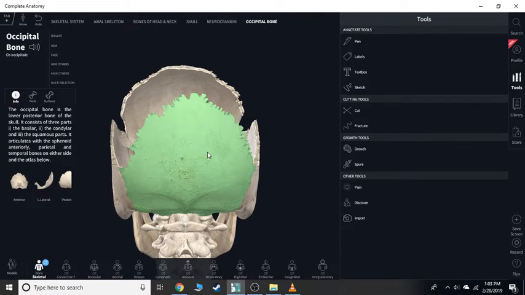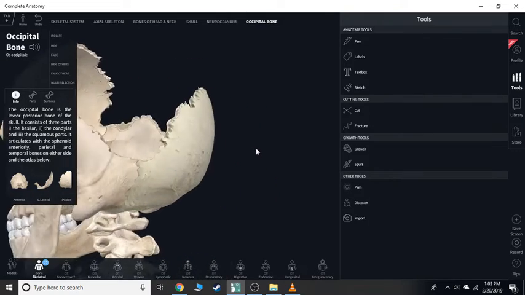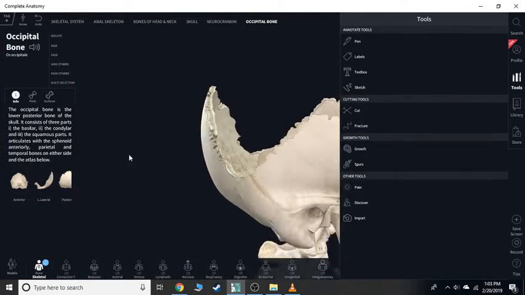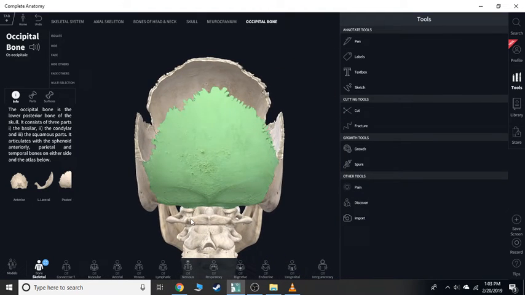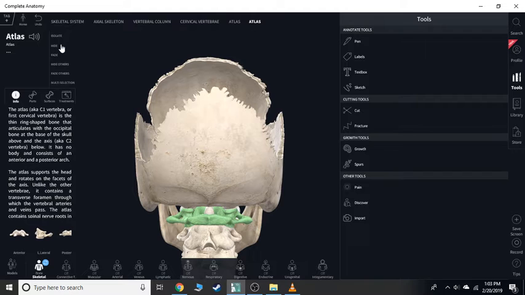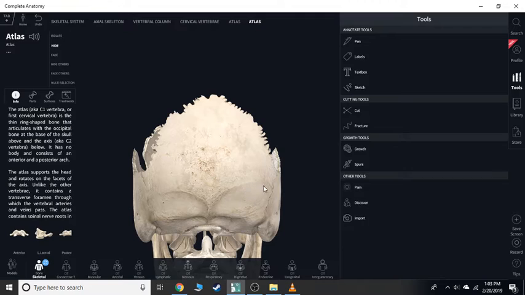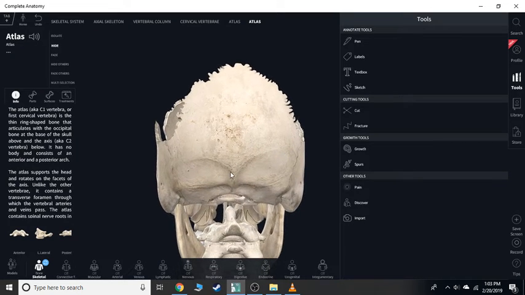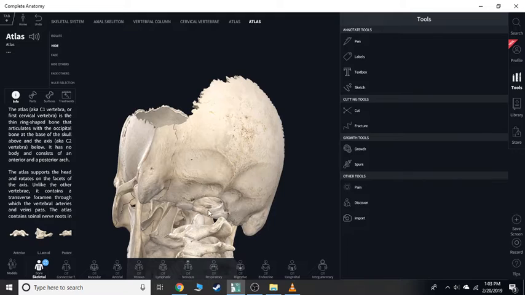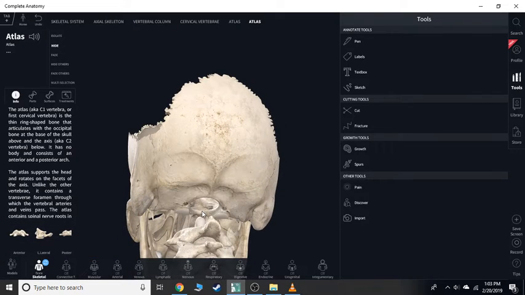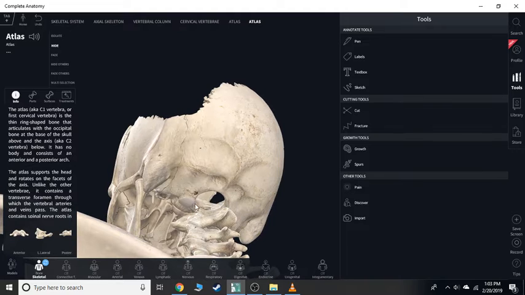Next is the occipital bone. It's the back of the skull. Makes up a large portion. There is a ton to remember about this. So first, this little arch here. That little ridge is where muscles attach to the neck. Now you can also see right here, that's where the brainstem will sit. I deleted Atlas so that you can see the foramen magnum here.